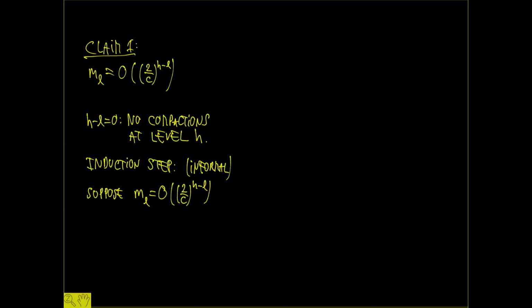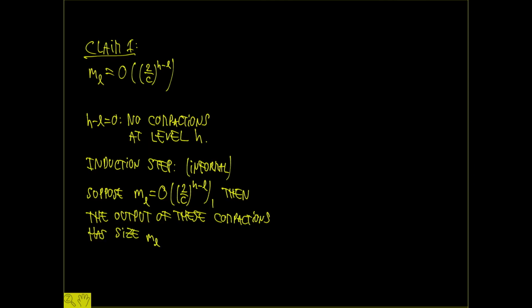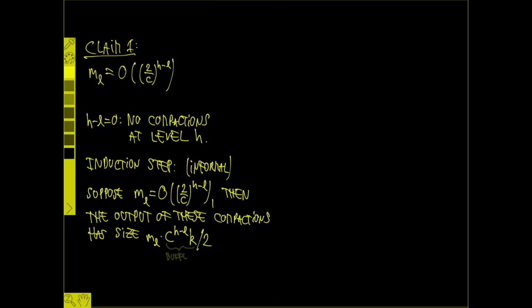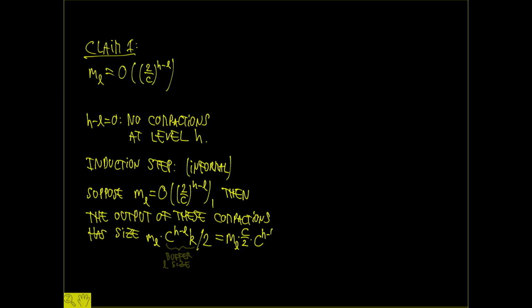In the induction step, and I'm not going to be completely formal here, let's suppose that we know that m of L has the right upper bound, and then we consider the level before, level L minus 1. Let's consider one level. The output of all the compactors of that level is the number of compactions times the buffer size divided by 2, because we do the compaction. So this is equal to the number of compactions times c over 2 times the buffer size on the next level.